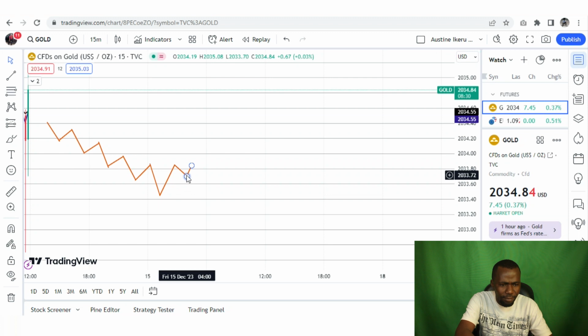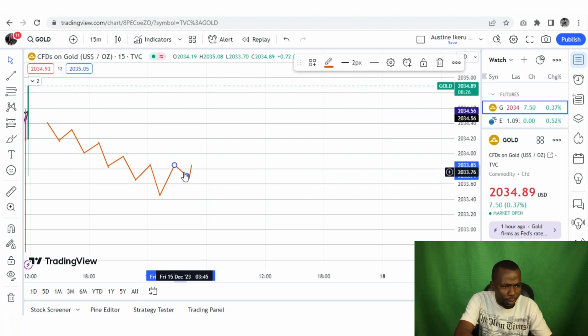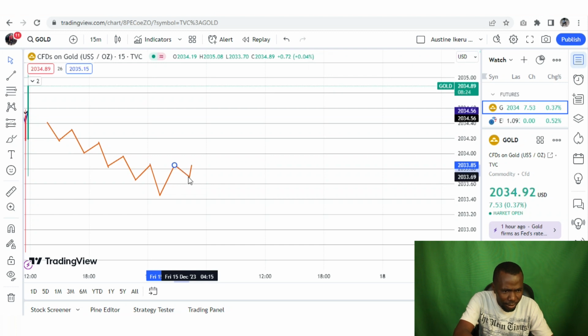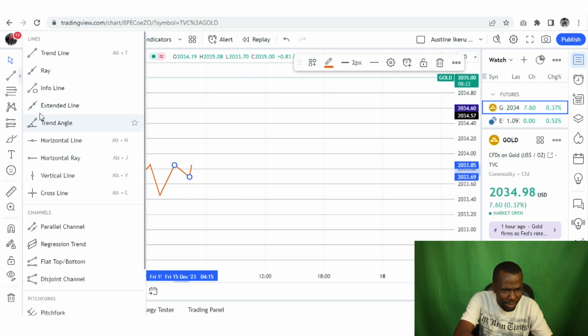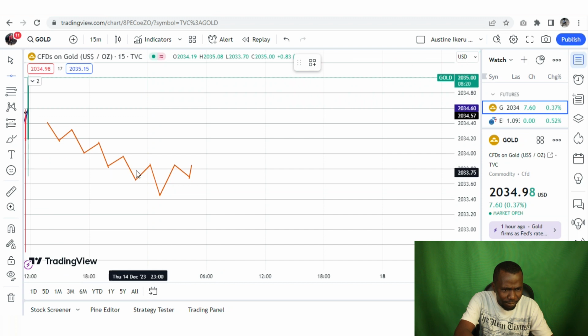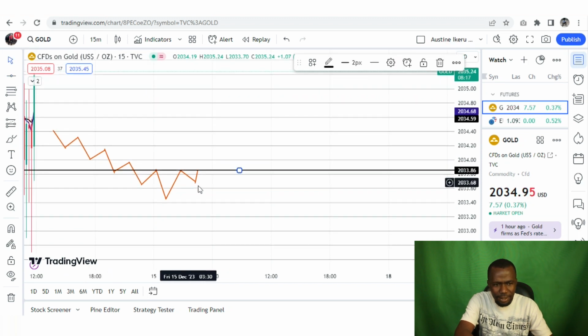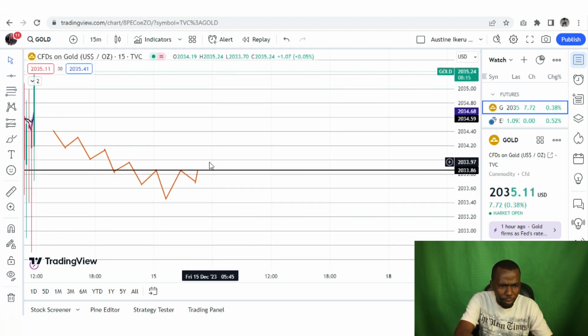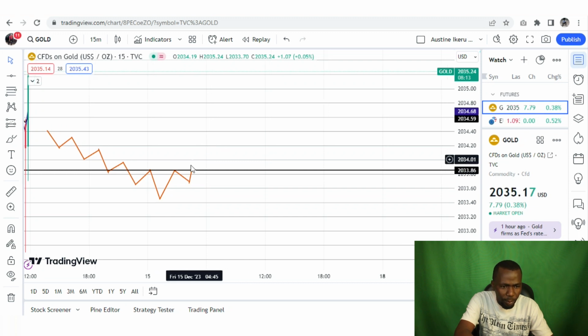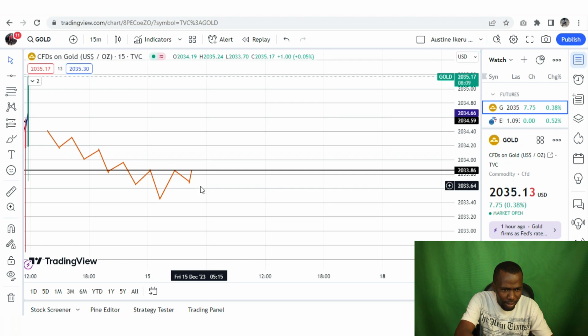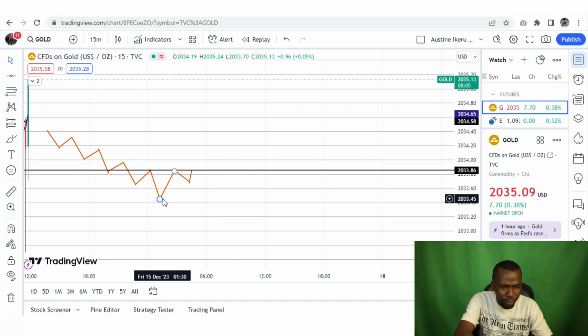So once you identify this, what you do is simply draw a neckline, using a horizontal line. You simply draw a neckline to connect the previous highs. Now what you're waiting for is a crossover. So once the price has gotten to this point and is unable to reach this head, and the price reverses, you now draw a neckline.